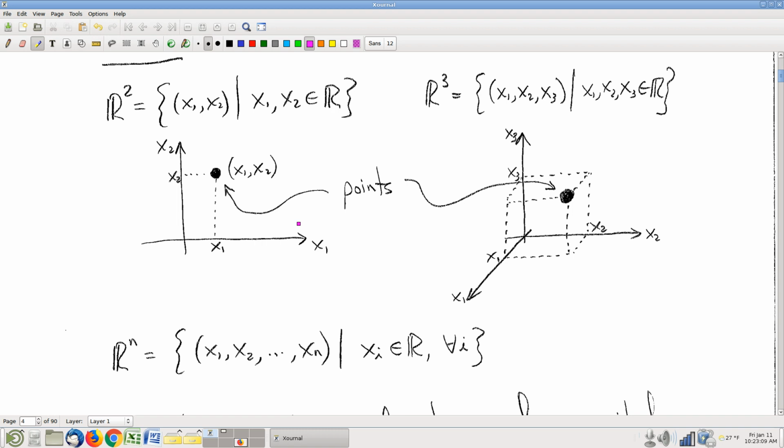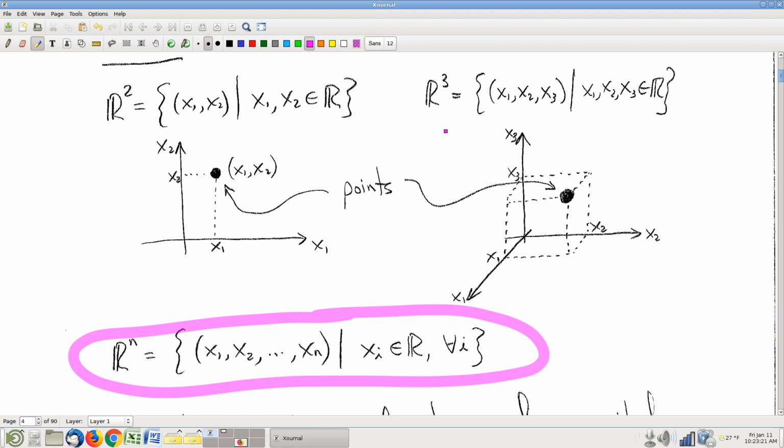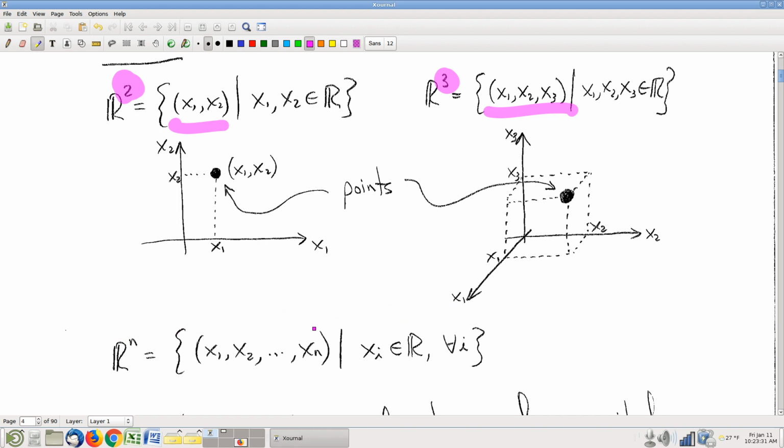Thank you. Okay, so what about not just R2, not just R3? What about R4 or R5 or R27? Well, good news: in the same way that R2 is just an ordered listing of two variables and R3 is just an ordered listing of three variables, it's not at all hard to extend that algebraically and say that Rn is just all ordered lists of n real numbers. What's the problem? There's really no problem algebraically.